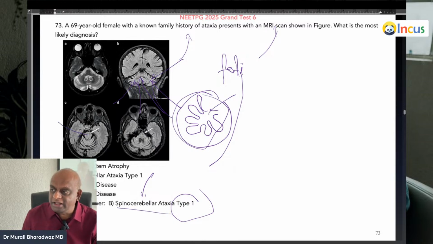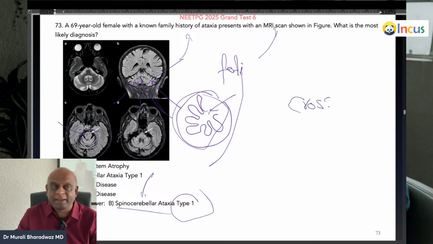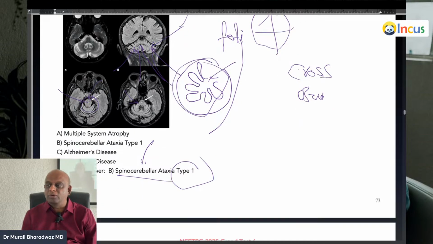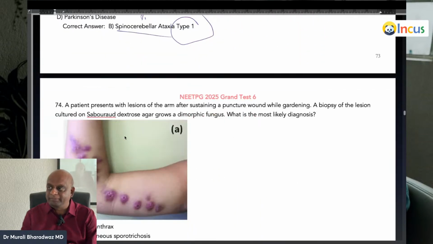Another thing, how is the pons here? Crossed bun appearance. Crossed bun appearance is the one which you typically see, is very classical. Spinocerebellar ataxia type 1.